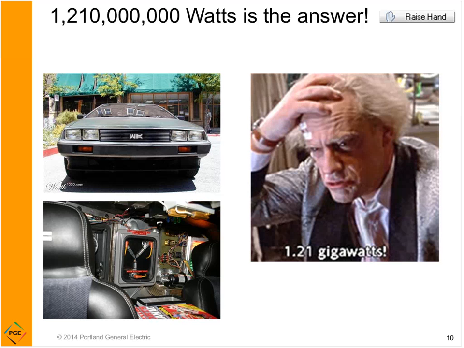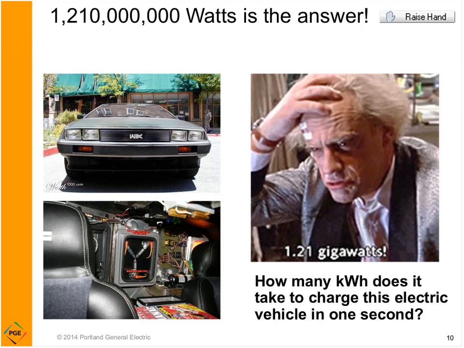And of course, his question was, where in the heck am I going to get 1.21 gigawatts, which is, if you read the label on this DeLorean time machine, the label says, I need 1.21 gigawatts in order to make my trip. Another way we could apply our formula, though, is to say, how many kilowatt hours does it take for a trip in this electric vehicle time machine? And of course, we can apply our formula. How many kilowatt hours does it take to charge this electric vehicle in 1 second?